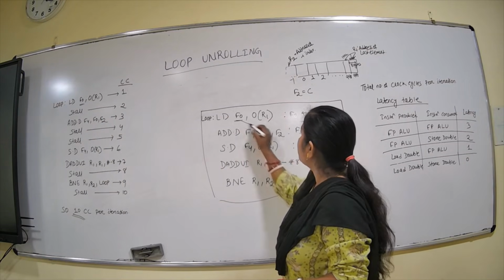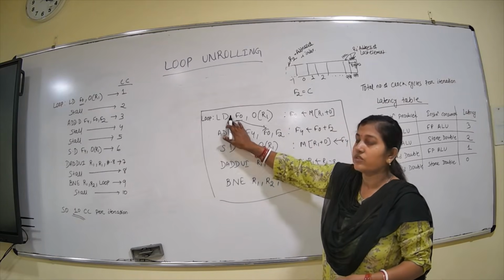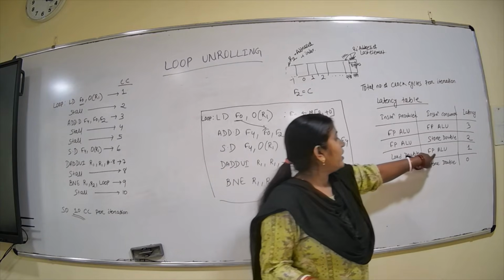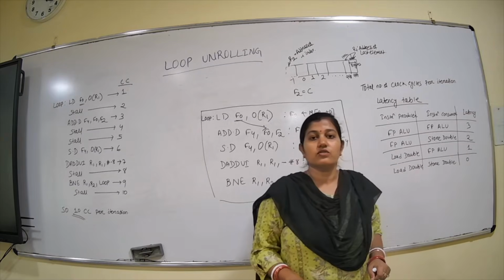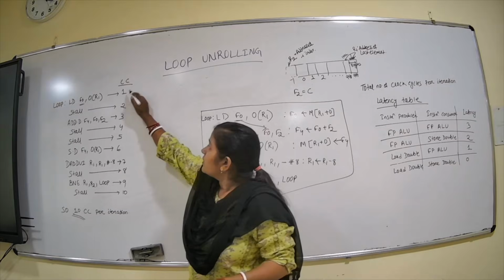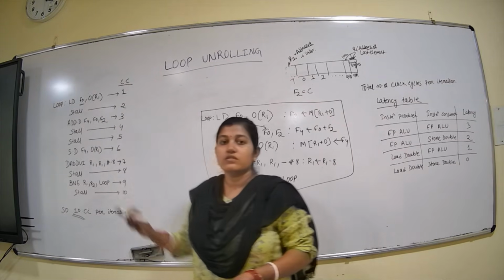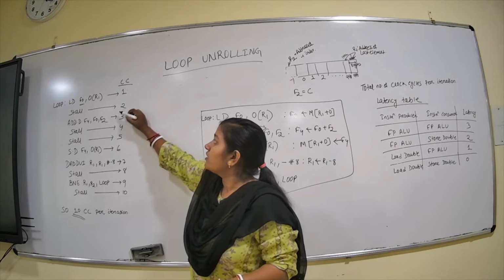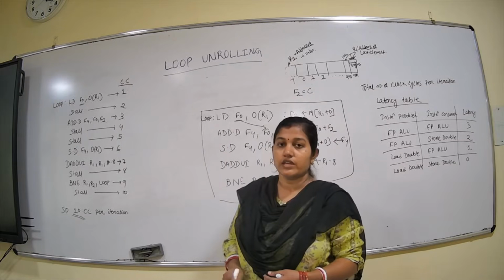Okay, and this F0 is used by the add instruction. That means it is a load instruction and an ALU operation. You see, between load and ALU there will be one stall, as given in the table. So that's why, between load and add, there is one stall. So load will perform at the first clock cycle, the stall will be at the second clock cycle, and add will perform at the third clock cycle.